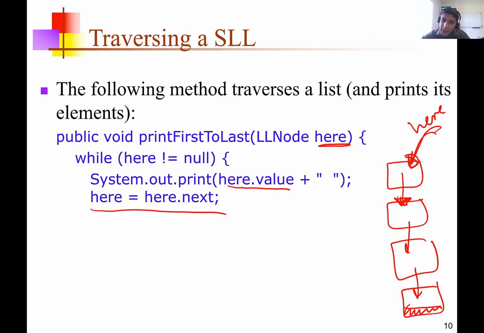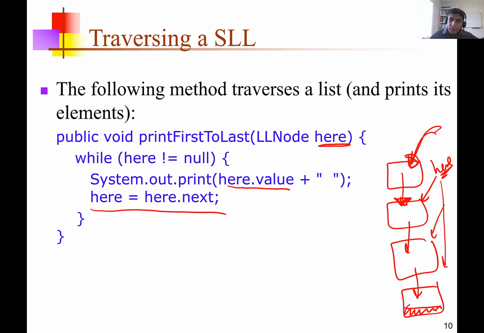By saying here equals here dot next, I am moving this. What is here dot next is really this one. So I'm moving here to the second element. And then I keep traversing until I check that here is equal to null. And that's all. This is what you need to traverse a list.